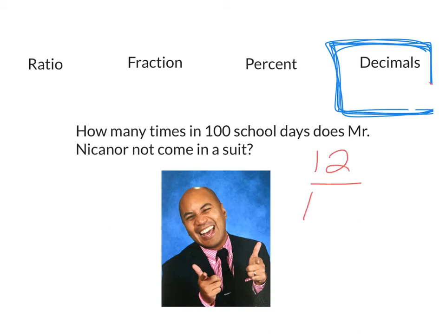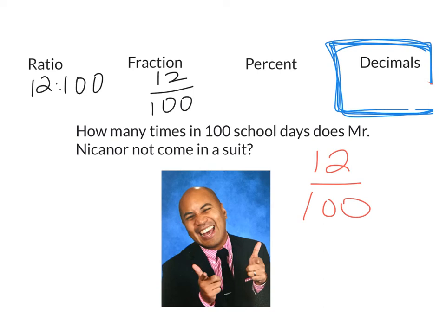12 out of 100 days. All right, 12 out of 100 days, Mr. Nicanor does not come to school in a suit. But let's be real, I always come in a suit. Okay, enough about me. Now let's talk about, and can we fill these parts out? Now what ratio? It would be 12 to 100. And we already have the fraction, and it's written there for us. It would be 12 over 100.